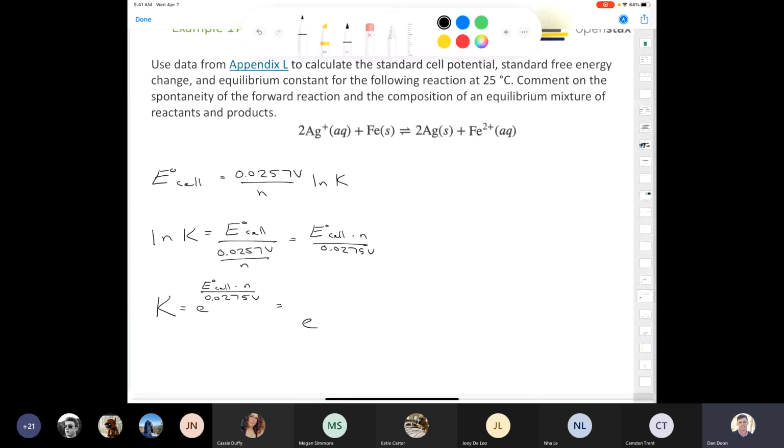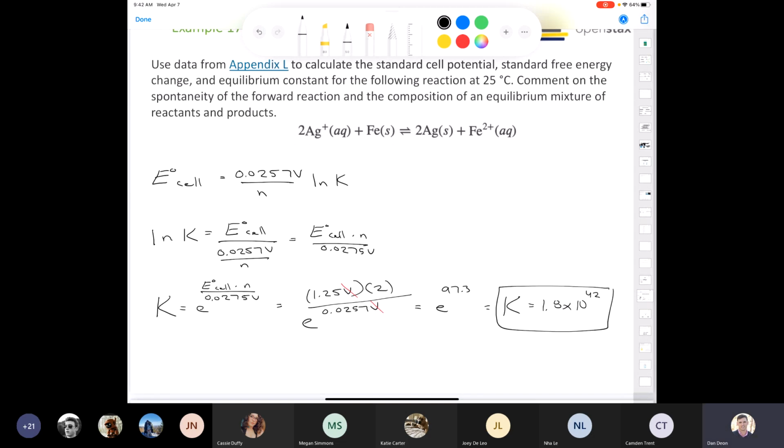So we get our E is equal to our E cell, which was 1.25 volts, multiplied by n, which was 2 for our 2 electrons that are transferred, divided by 0.0257 volts. You see that the volts cancel, and I end up with a number that is e to the power of 97.3, and I get that my K is equal to 1.8 times 10 to the power of 42.